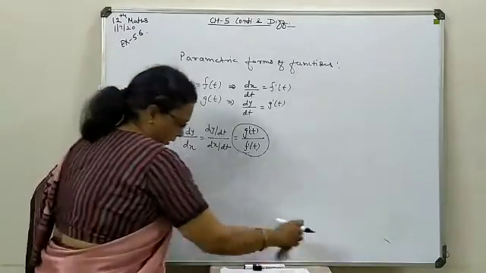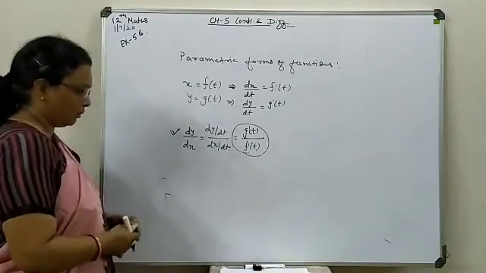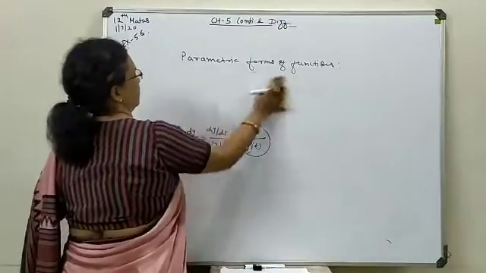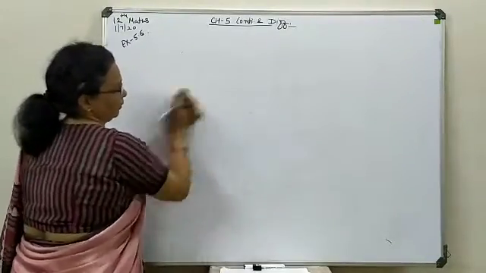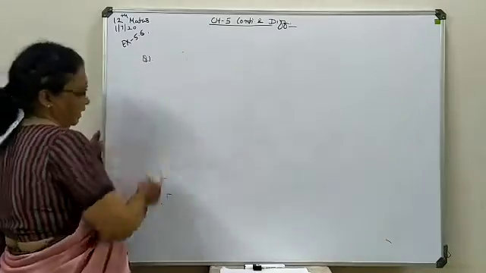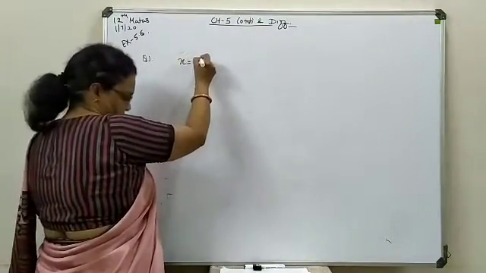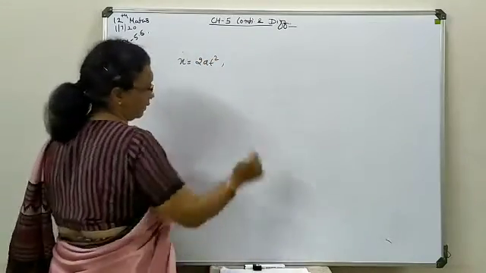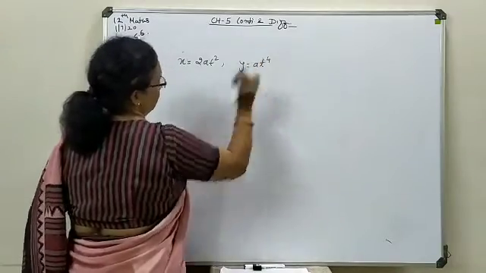Let's attend some questions. Let's attend question number one from exercise 5.6. Here, as the first question, x is equal to 2at square, a very simple combination we are having here, and y is equal to at power 4.